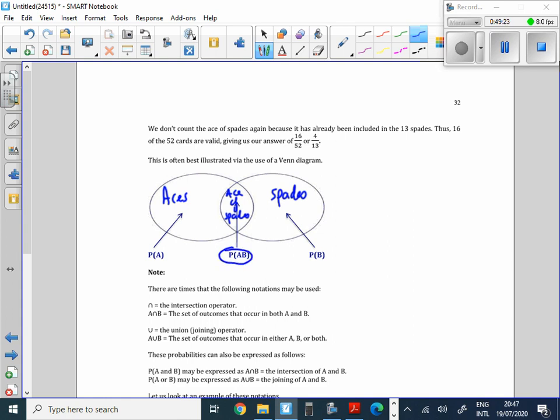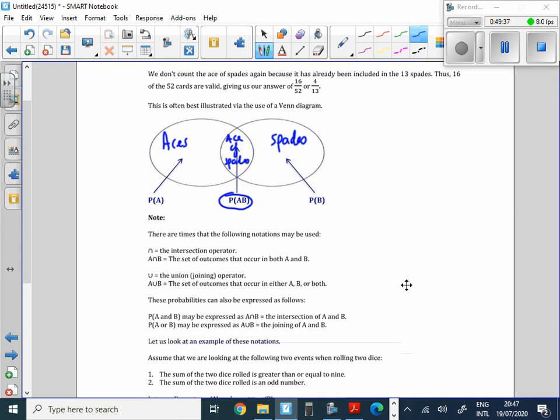Okay, good. Now, just in case, we're trying to cover all of our bases over here. Sometimes they like to ask this in terms of different kinds of notations. I've shown you the one notation over there. Let me show you the other one now.